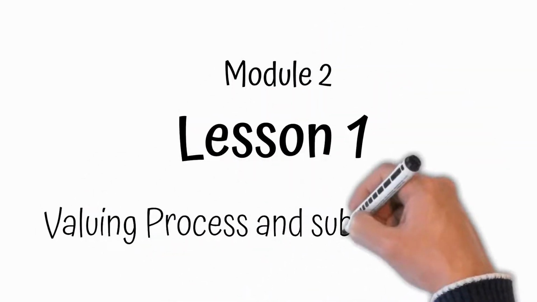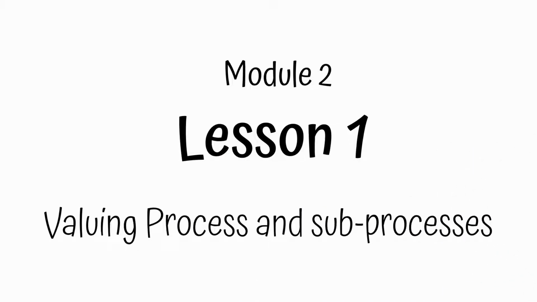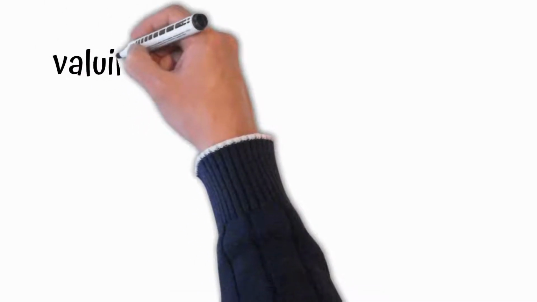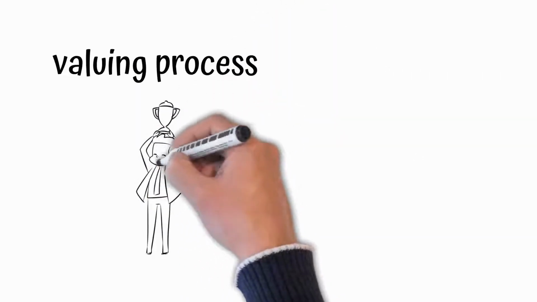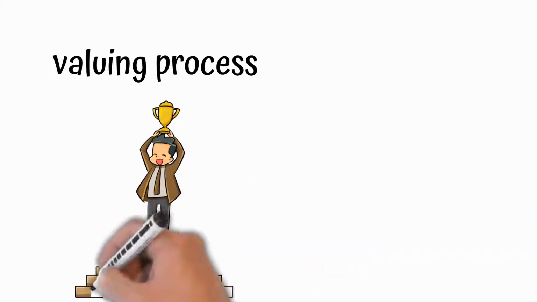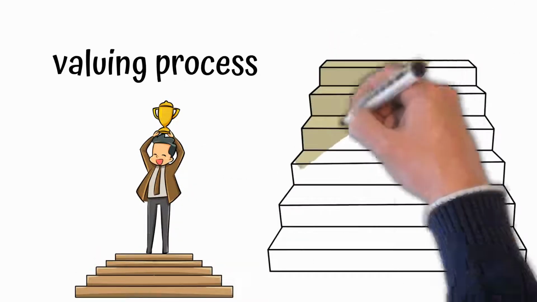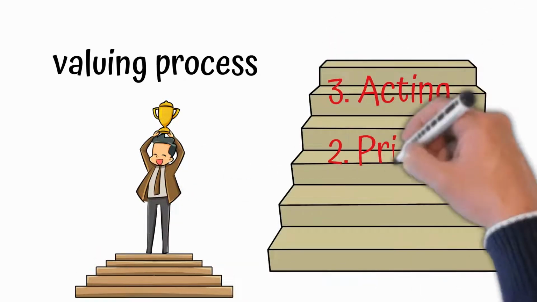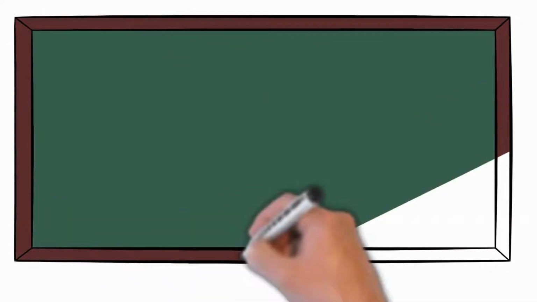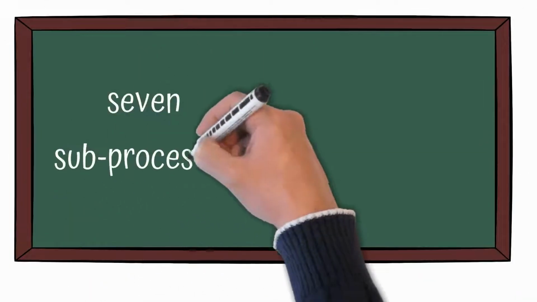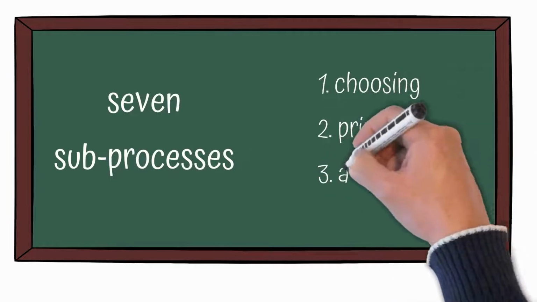This is Module 2, Lesson 1, Valuing Process and Sub-Processes. What is valuing process? Well, valuing process is an act of going through the 7 sub-processes which are subsumed into 3 categories, namely choosing, pricing, and acting. Let's look into the 7 sub-processes under choosing, pricing, and acting.